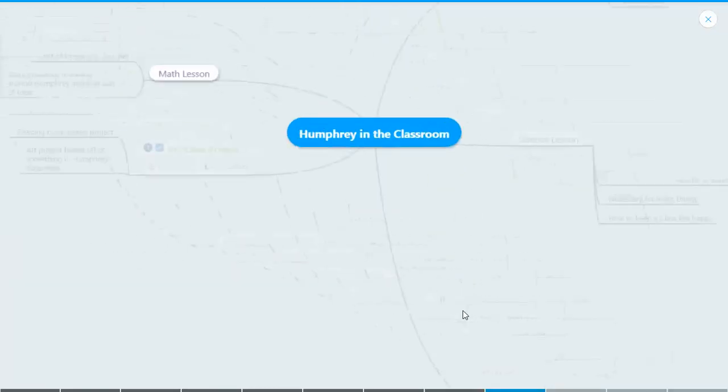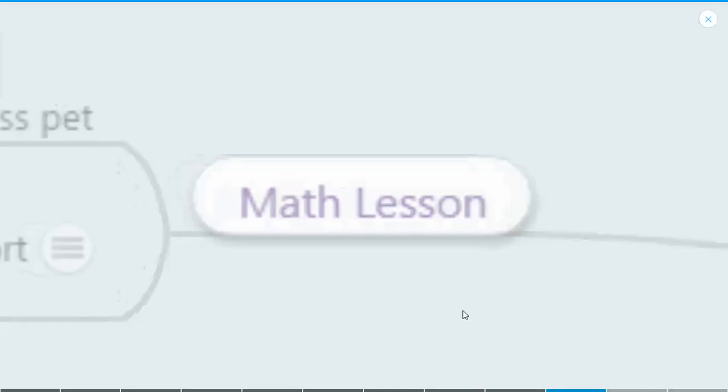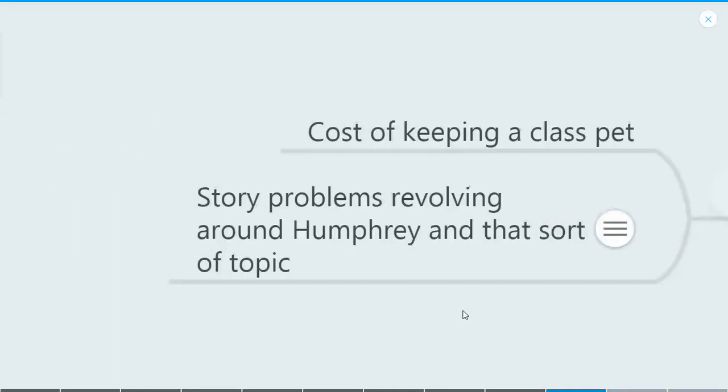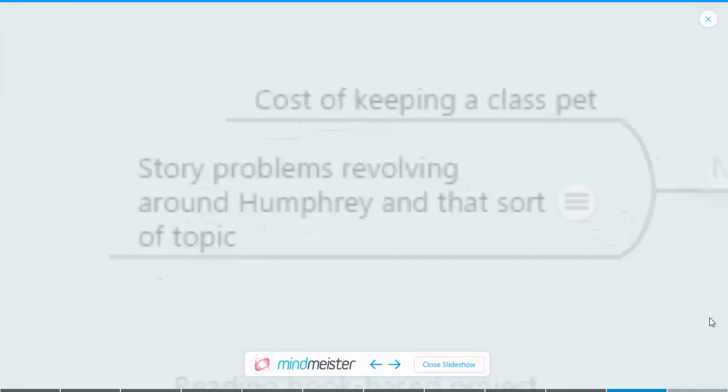The fourth lesson that I would plan to do around my theme would be a math-related lesson. And with this, I can talk about the cost of keeping a class pet, or the story problems revolving around Humphrey and that sort of topic. And I've added a note here that tells me that I need to make up the worksheet with the central theme of Humphrey that includes different math skills that we'd be working on.